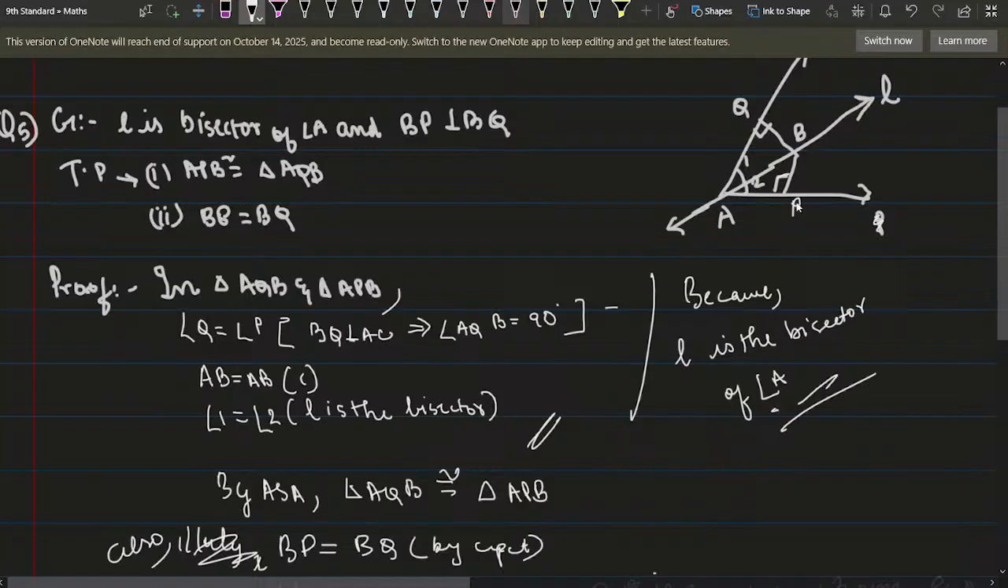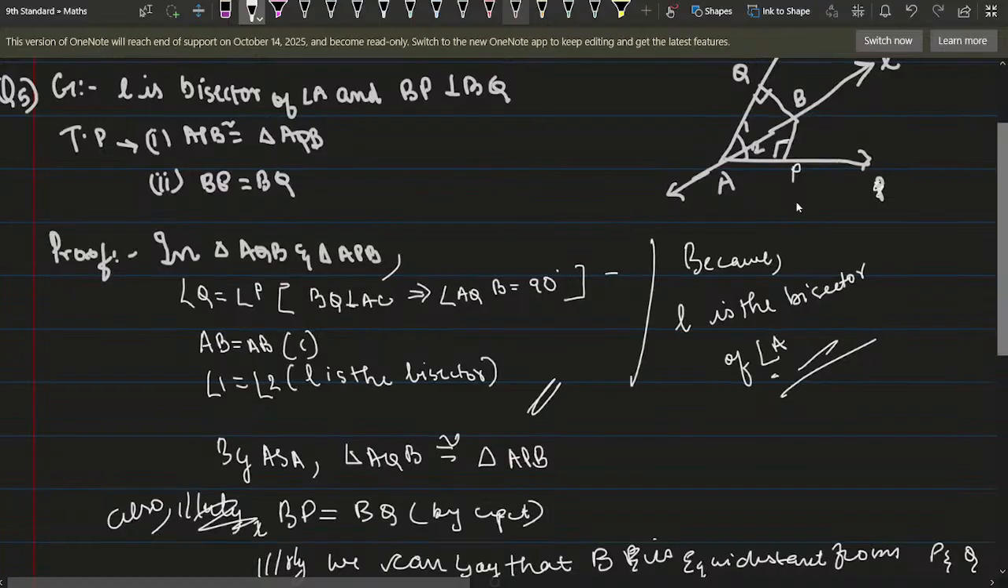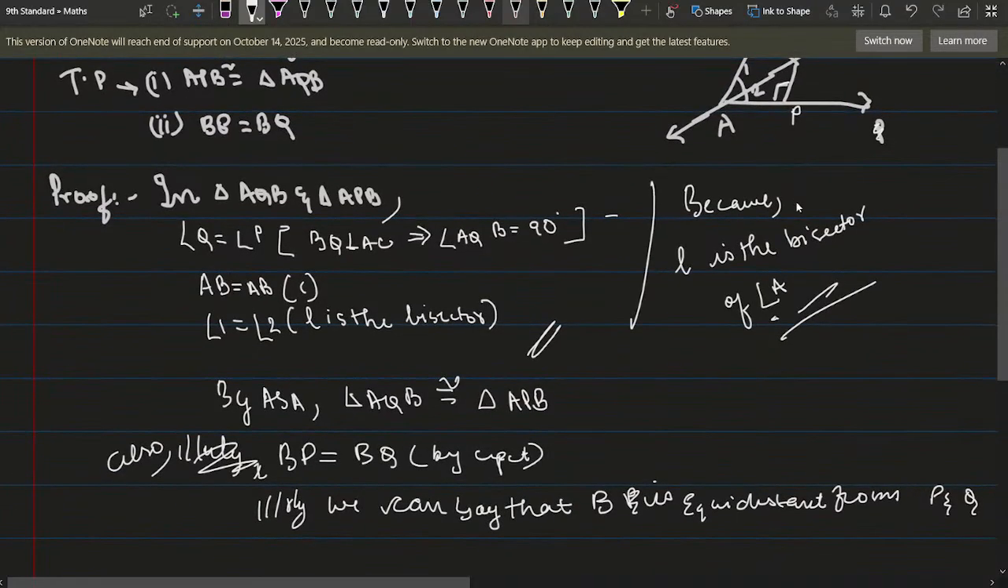So by CPCT we can prove BP is equal to BQ, and if we proved that BP is equal to BQ, we can also say that B is equidistant from the arms of angle A, P and Q.